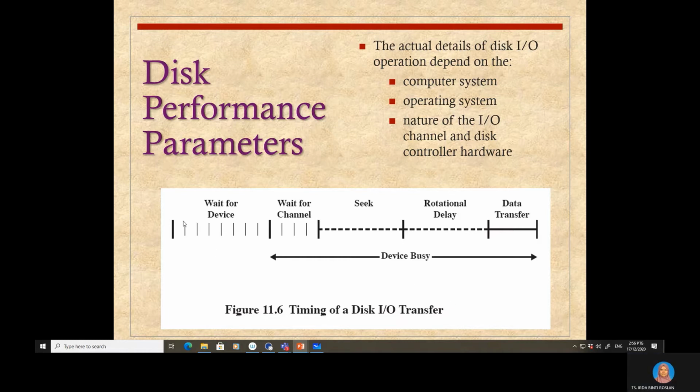It has time for waiting for the device and then waiting for the channel. Then it has seek, the seek time to find the right track, rotational delay, and data transfer. This is where the device is busy searching for data, and also the transfer.